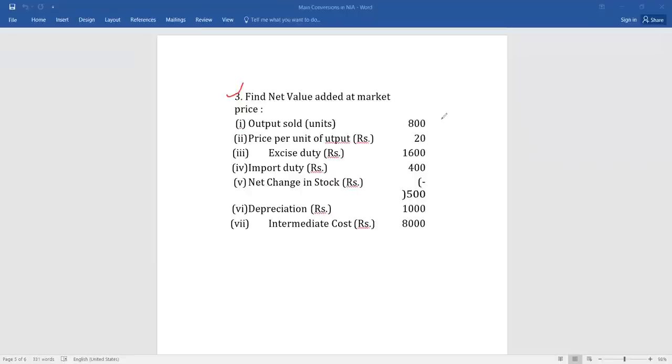Again, we could see the value of sales has not been given to us directly. Output sold in units, 800 units have been sold at the price per unit rupees 20. So obviously the sales will be equal to 800 into 20, which is equal to 16,000 rupees. Okay, so sales will be equal to this. We can calculate it here only.